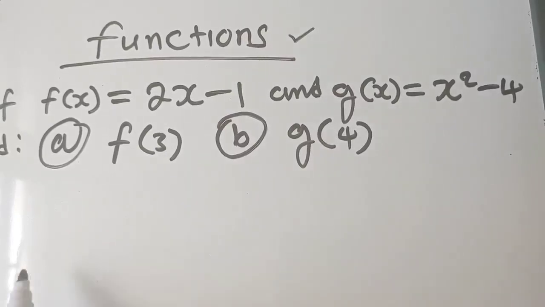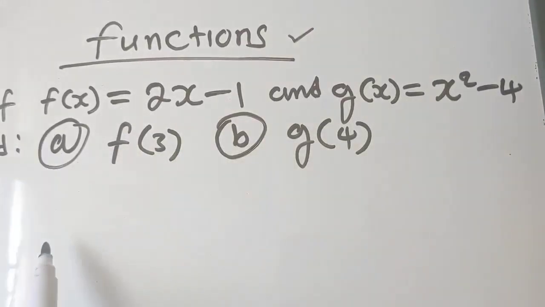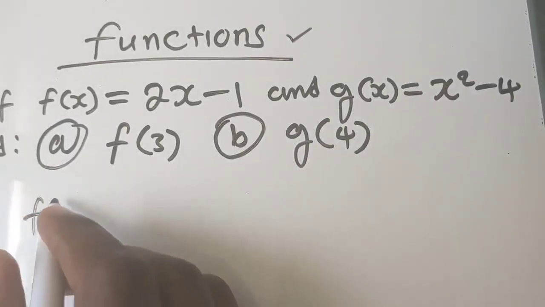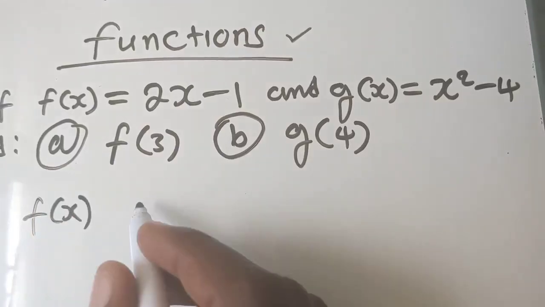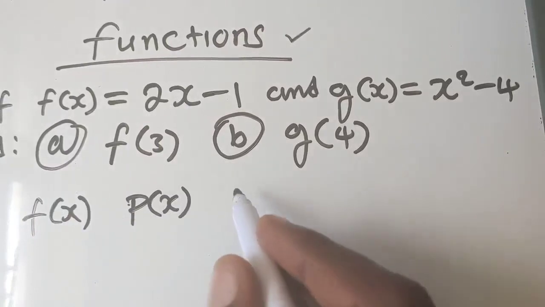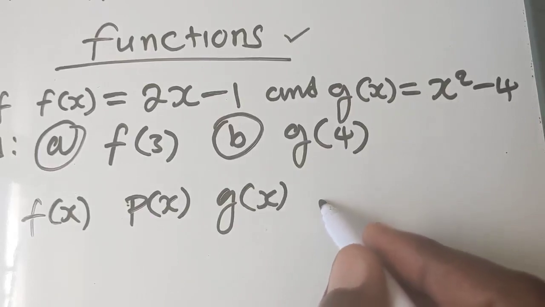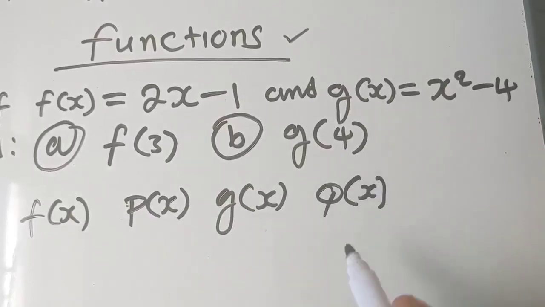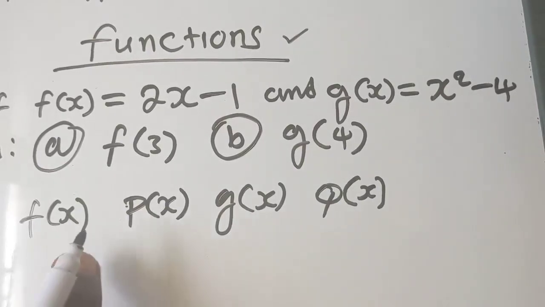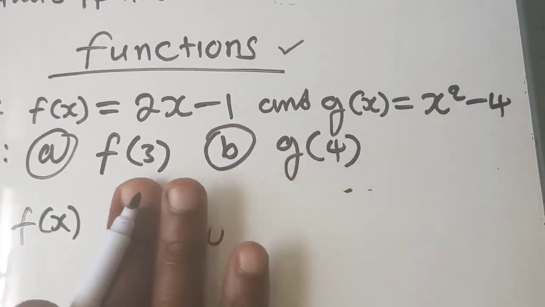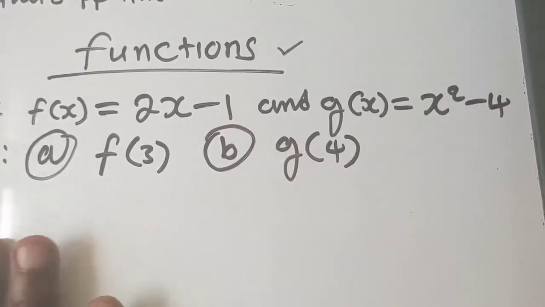So this is the question. For you to be able to tell that this is a function before we solve it, a function is denoted by f of x. It can be p of x, it can be g of x, it can be q of x. For as long as it is represented like this, that means it is a function. That is what a function looks like.